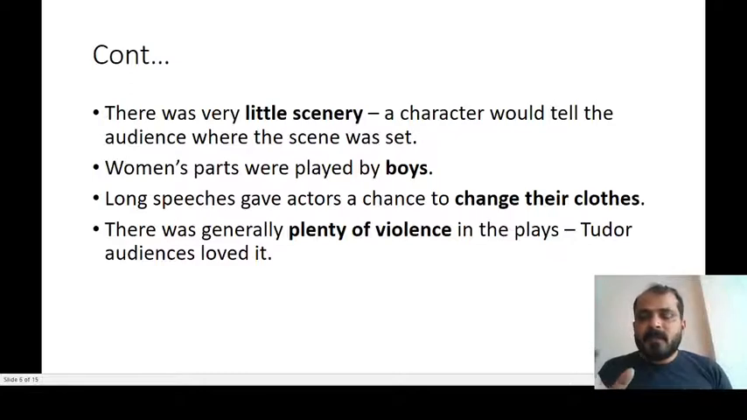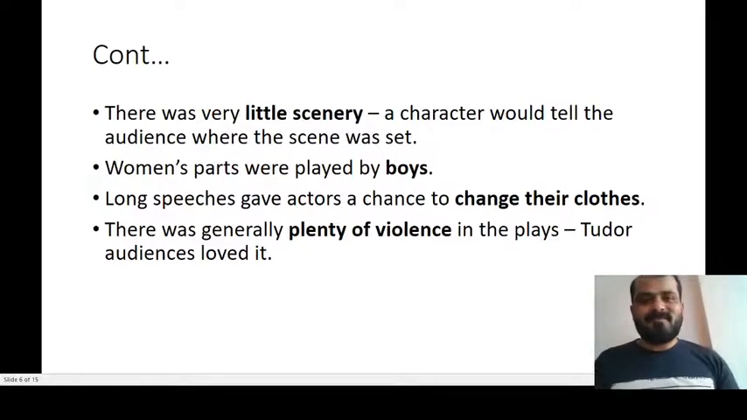There was very little scenery. A character would tell the audience where the scene was set. Women's parts were played by boys. Long speeches gave actors a chance to change their clothes. In between, there was generally plenty of violence in the plays. Tudor audiences loved it because the dynasty's influence was also brought onto the stage.